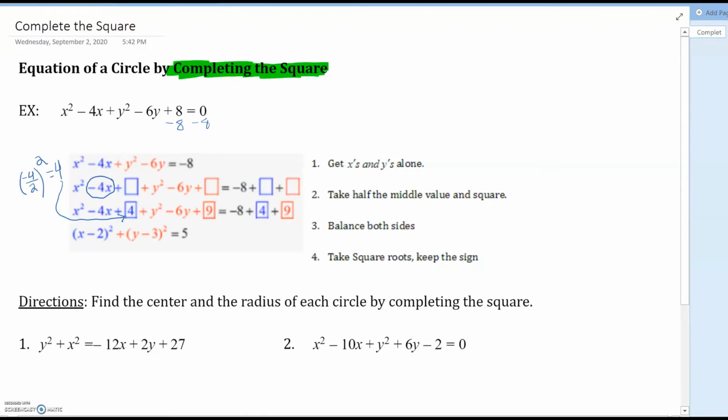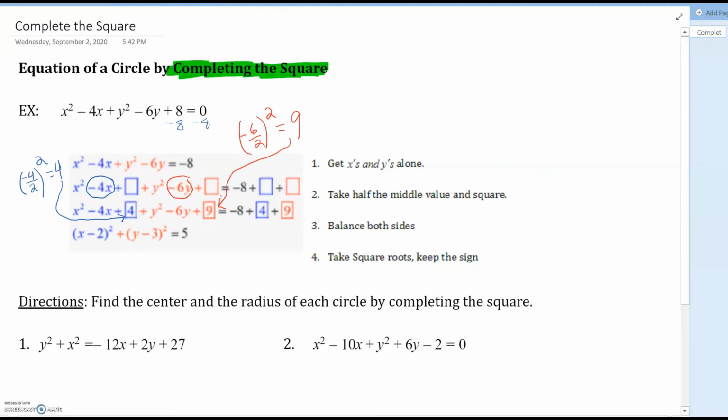You're going to do the same thing with the y term. You're going to take this middle term right here. You're going to take negative 6 divided by 2 and square it. Now this should always be positive, so make sure you put this in your calculator in parentheses if you're going to do that. So 6 divided by 2 is 3. 3 squared is 9. That's where that 9 goes.